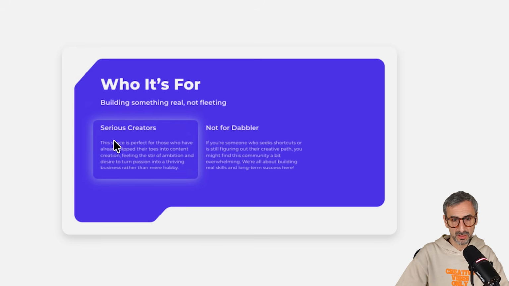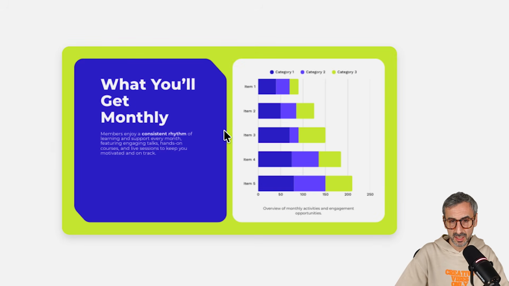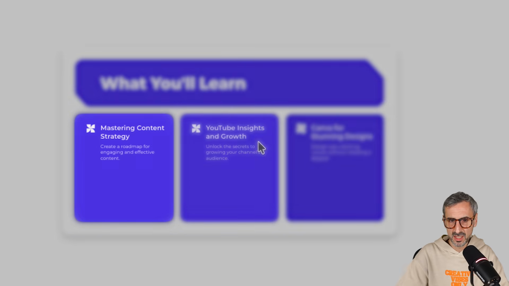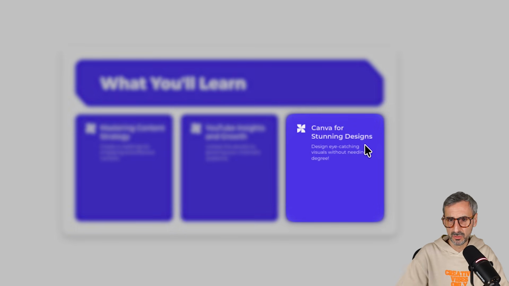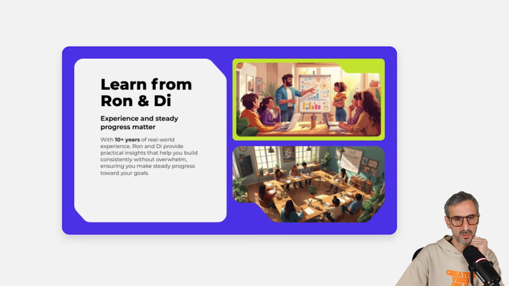Who it's for? Serious creators, not for dabblers, exactly. What you'll get monthly. So there's a graph here. I'm not sure that graph is actually good. Mastering content strategy, YouTube insights and growth, Canva for stunning designs. This is where we start to drift away a little bit from the actual content. Learn from Ron and D. Experience and steady progress matters. Okay, so this is where we talk about our experience as content entrepreneurs.